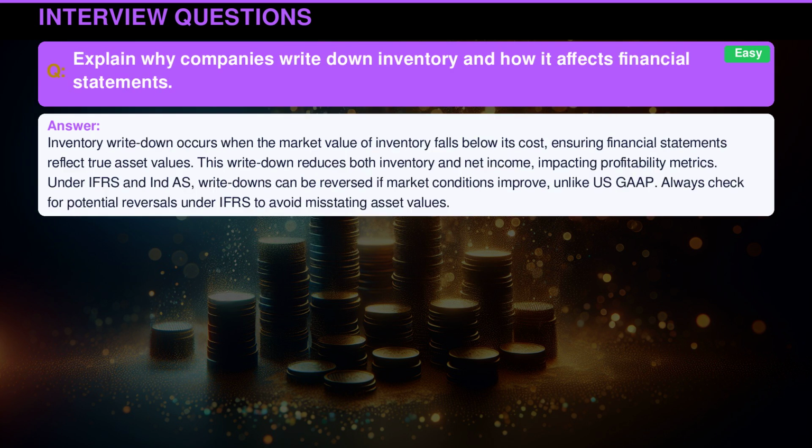Inventory write-down occurs when the market value of inventory falls below its cost, ensuring financial statements reflect true asset values. This write-down reduces both inventory and net income, impacting profitability metrics. Under International Financial Reporting Standards and Indian Accounting Standard, write-downs can be reversed if market conditions improve, unlike U.S. generally accepted accounting principles. Always check for potential reversals under International Financial Reporting Standards to avoid misstating asset values.